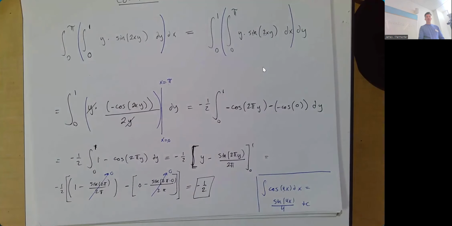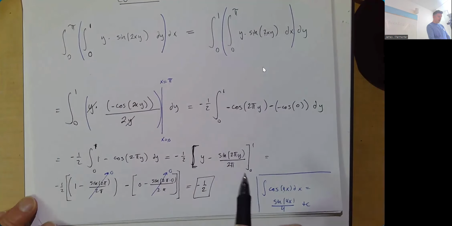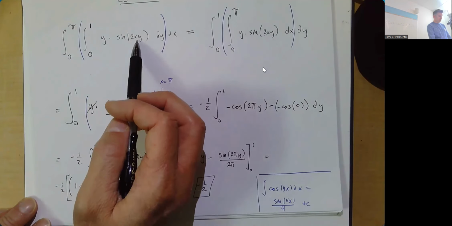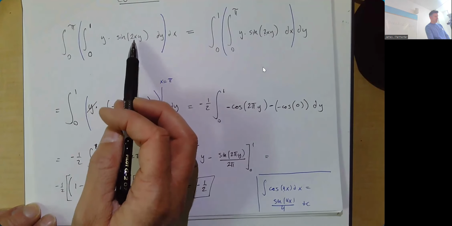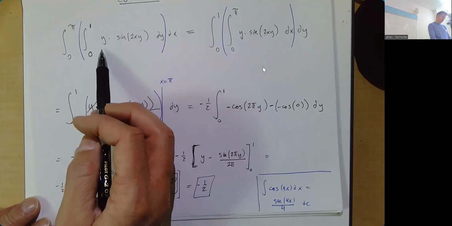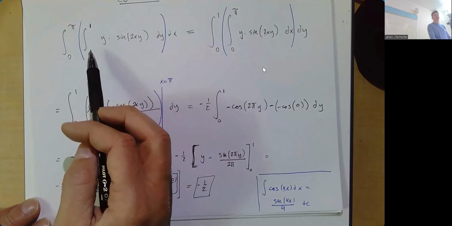Does it make sense? Our answer is negative. Well, it doesn't not make sense necessarily. If you think about our original function, y times sine of 2x, it's certainly possible that somewhere, does it make sense there? Let's see. Now that I ask myself this question, if y is between 0 and 1, could sine be negative?